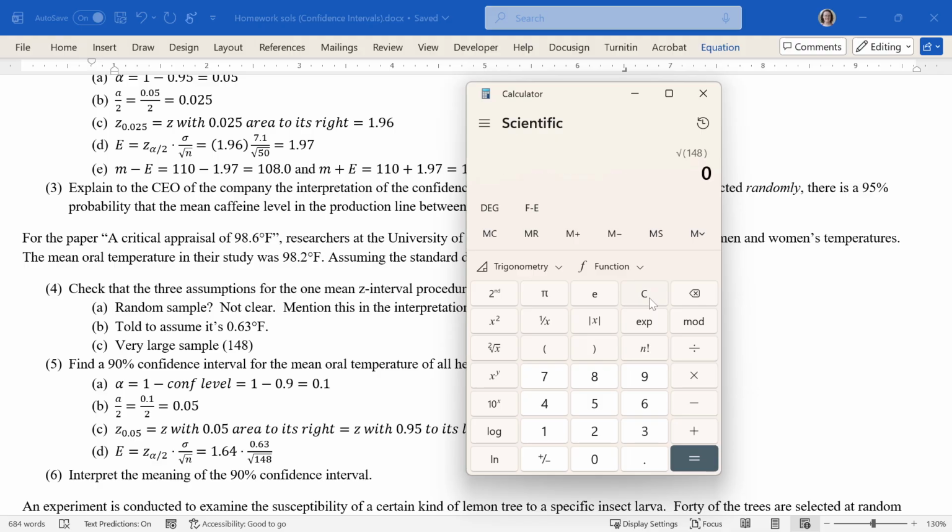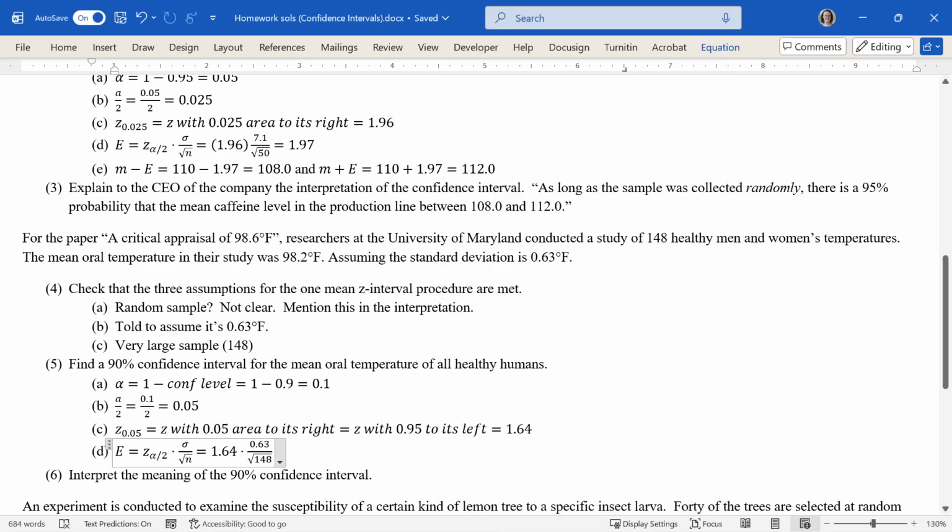Okay, now I'm going to clear. 0.63, divide by the number I just got for the square root, so MR to retrieve it. Okay, enter. And now I'm going to multiply by 1.64. Okay, I'm getting 0.08. Let's round that to 0.085. So 2 significant digits.